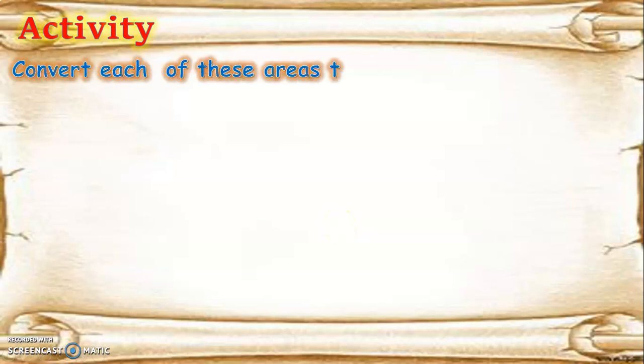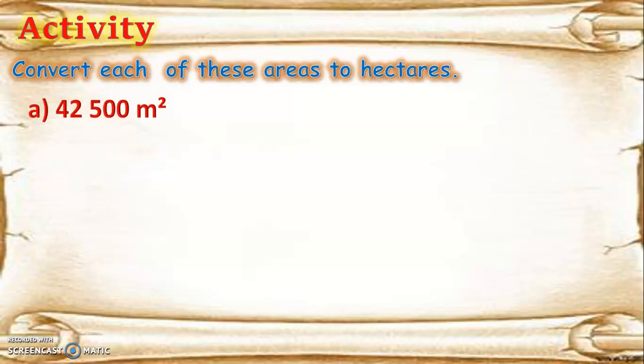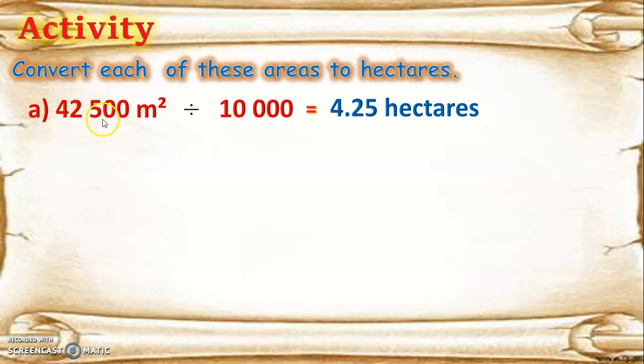Next, let us have a short activity. In this activity, convert each of the areas to hectares. So first, 42,500 meters squared. We need to change it into hectares. So what we are going to do is to divide it by 10,000. So if we divide 42,500 meters squared, the answer is equal to 4.25 hectares. It means 42,500 meters squared is equal to 4.25 hectares.